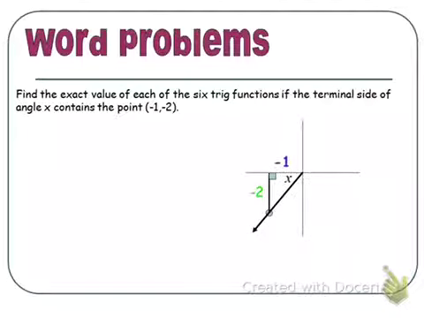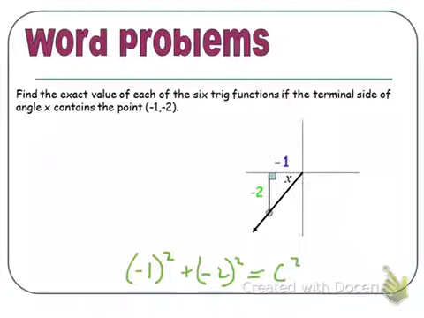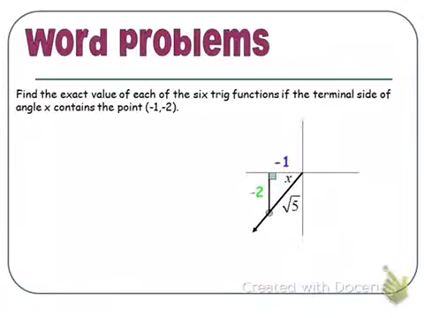What's 1 squared plus 2 squared? Pythagorean Theorem. -1 squared plus -2 squared equals the hypotenuse squared. That's 1 plus 4, which is 5, which means C is equal to the square root of 5. What's the sine of that angle? Opposite. It's -2 over square root of 5.